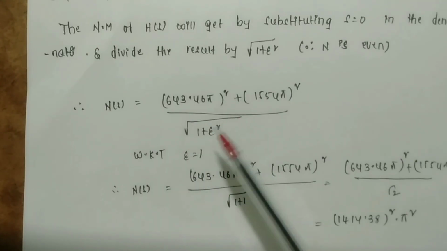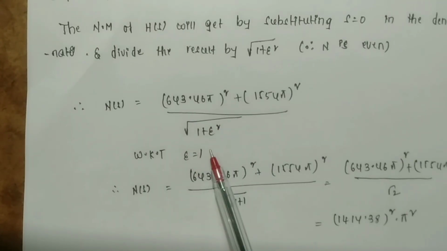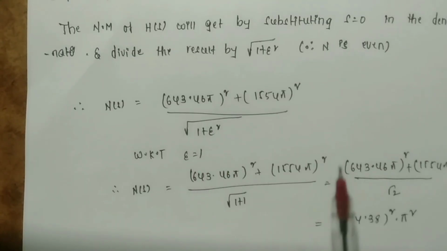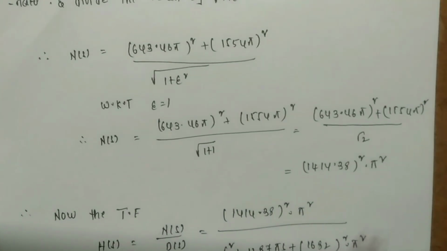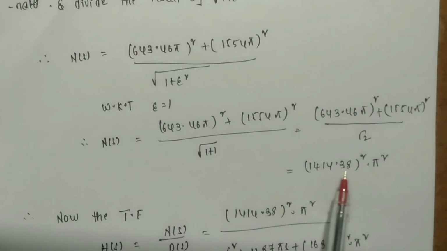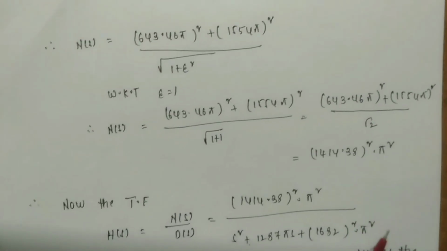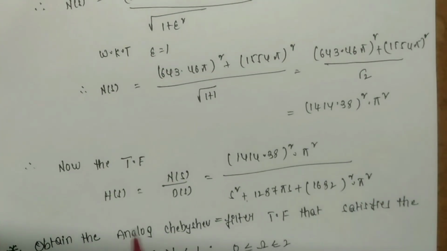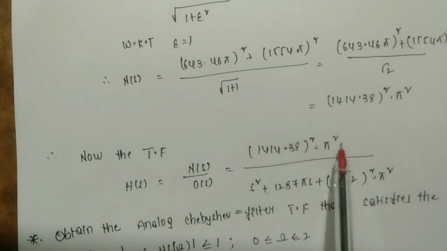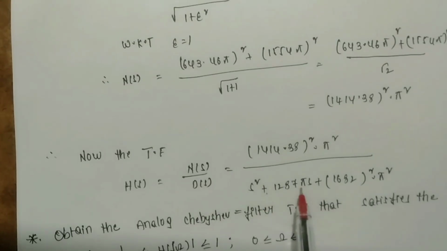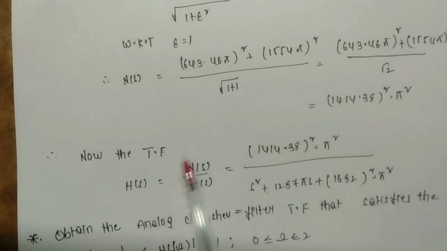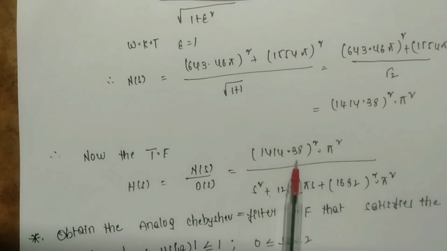Now the epsilon value is equal to 1, which we have already calculated, and we substituted that. You will get n of s is equal to 1414.38 whole square into pi square. Now the transfer function h of s is equal to n of s by d of s. N of s value is this, and d of s value we have already calculated. So this is the transfer function of the Chebyshev filter, or I can say that I have designed the Chebyshev filter. Please comment if you have any doubts so that I can clarify them. Thank you for watching.